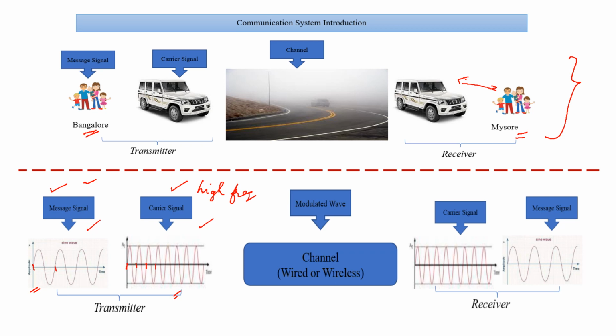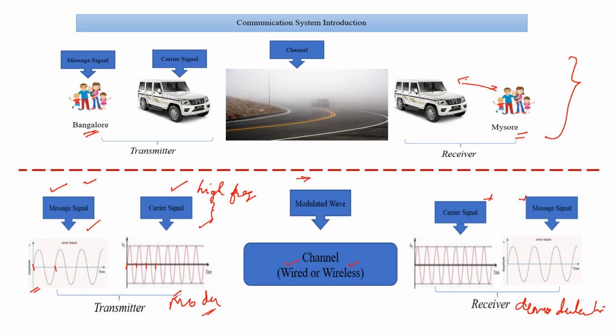Now your carrier signal will carry the message signal and pass through your channel. It becomes a modulated wave, and the modulated wave is transmitted through the channel, which can be wired or wireless, to the destination. At the destination, the carrier signal and the message signal are separated from each other. So in the transmitter you have modulation, superimposing your message signal onto the carrier wave, and in the receiver you have the opposite of modulation, which is demodulation. This is your introduction to modulation.